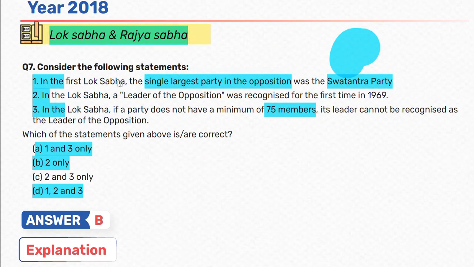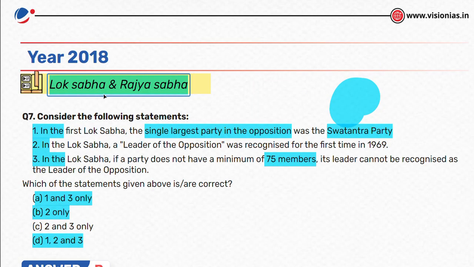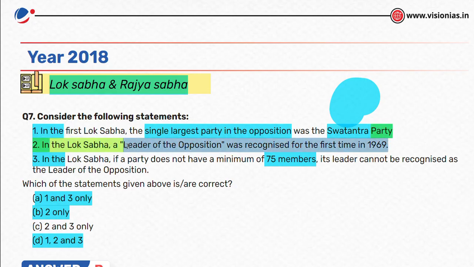So let us see. In the first Lok Sabha, the single largest party in the opposition was the Swatantra Party. In the Lok Sabha, a leader of opposition was recognized for the first time in 1969. In the Lok Sabha, if a party does not have a minimum of 75, its leader cannot be recognized as a leader of opposition. So we have to trace the correct statement.